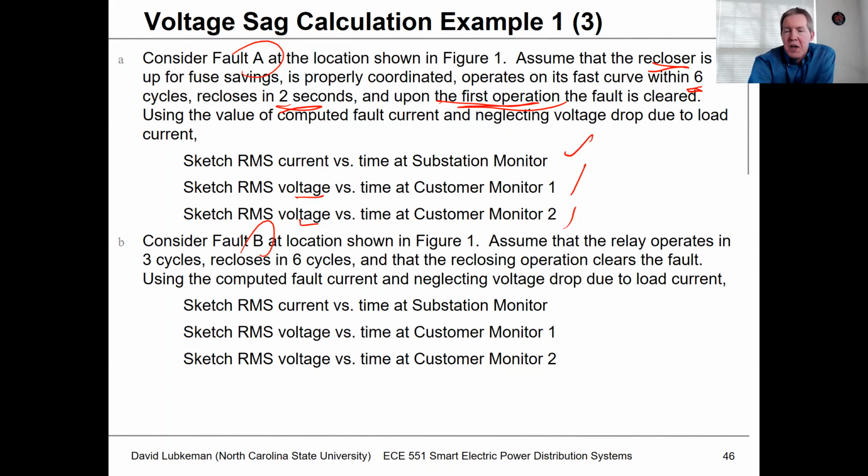And then for fault location B, let's assume the relay operates within 3 cycles, it recloses in 6 cycles, and that this reclosing operation is successful in clearing the fault. So in both of these cases, we had temporary faults. And I want to do the same thing. I want to figure out what kind of current I am going to see at the substation monitor, and what I am going to see for voltage at the 2 customer monitors.